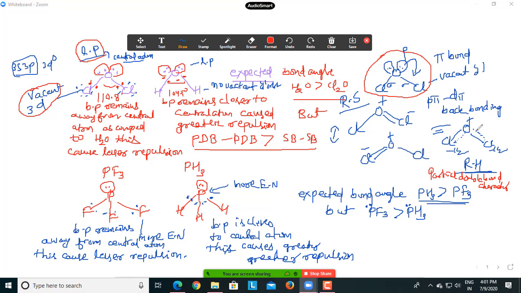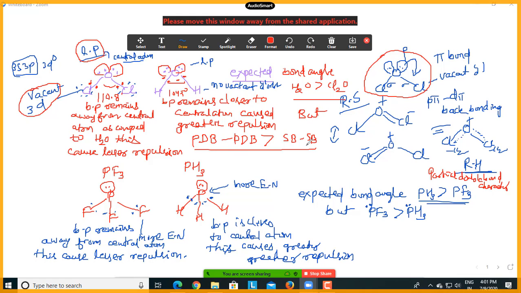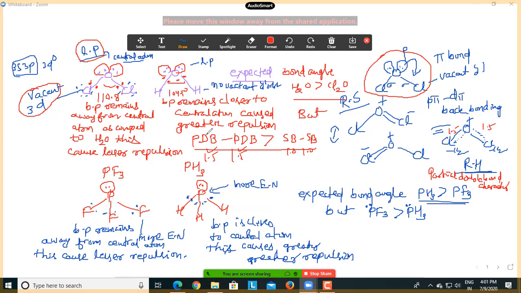So if it is having a partial double bond, then double bond repulsion is more than single bond repulsion. So here the partial double bond repulsion also will be more than single bond repulsion, because here the bond order will be 1.5, 1.5, and single bond order 1.0. Definitely this repulsion will be more. So due to this reason, this bond angle will be more. Okay, but here that type of back bonding is not possible.